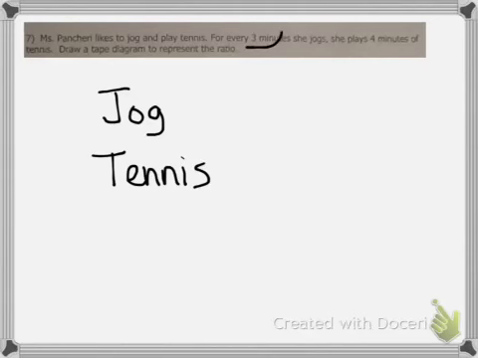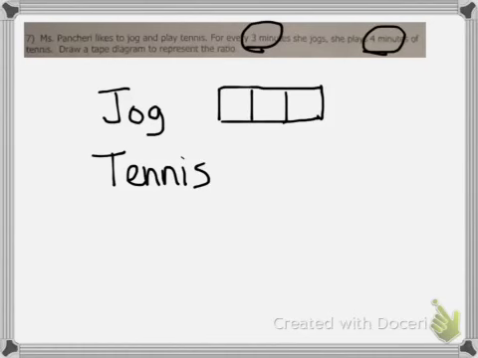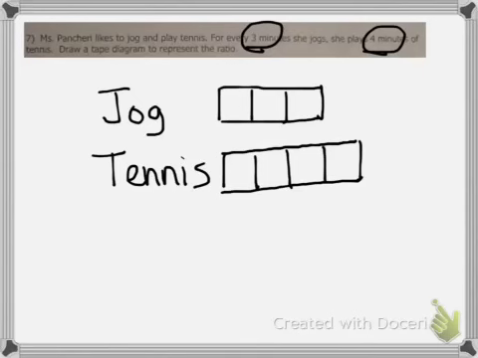And since the question says 3 minutes, I'm going to draw 3 boxes here for the jogging. And she plays 4 minutes of tennis. So just underneath that, I'm going to draw a box of 4 that line up pretty close to the 3 boxes of jogging. And there's our tape diagram.